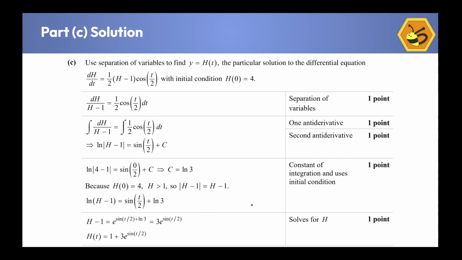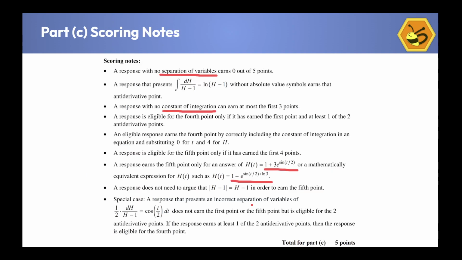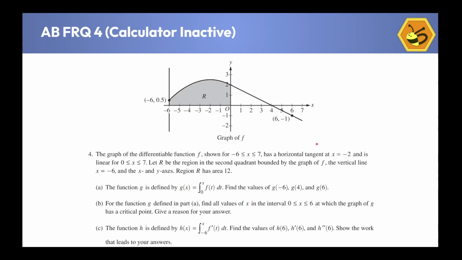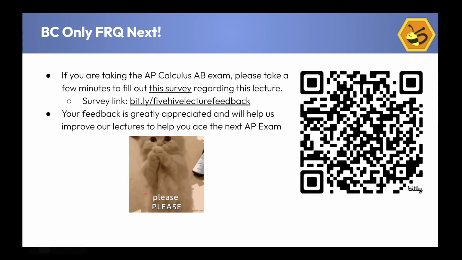We have almost reached the 2-hour mark, so we don't have time for the fourth one. But I still provide the screenshot of the solution if you want to do it later. So this is the end of the AB FRQs. The later FRQs will be for BC only stuff.